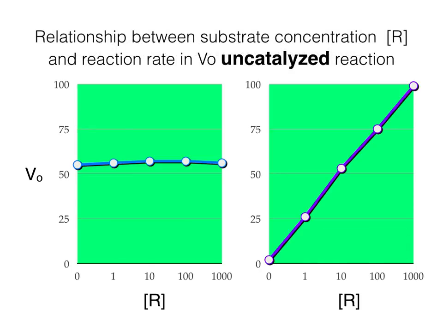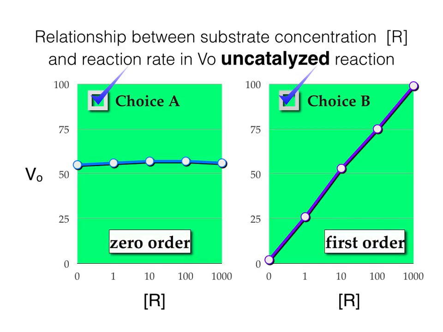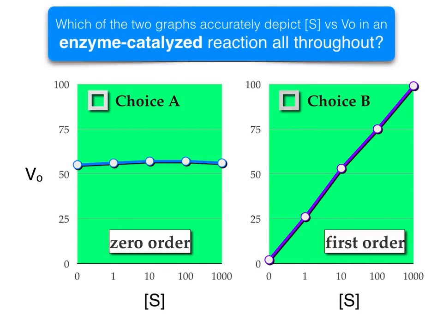So this is of course true for uncatalyzed reactions. Some reactions obey first order and there are those that obey zero order. So what about for enzyme catalyzed reaction? Let's move on to an enzyme catalyzed reaction. Which of the two do you think obeys an enzyme catalyzed reaction? Is it choice A, zero order exclusively, or choice B, first order exclusively?